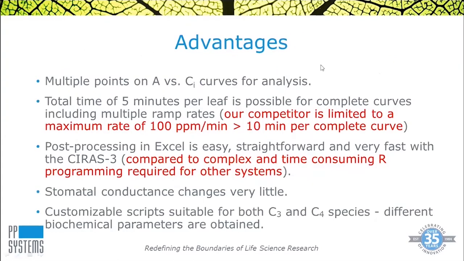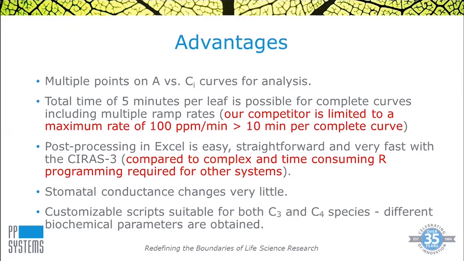So the advantage of doing the high-speed CO2 ramping is you get many, many data points for analysis. It takes a total of 5 minutes per leaf for a complete CO2 curve. Our competitor is limited in their rate of CO2 ramping to 100 parts per million per minute, whereas we can go more than twice that fast. So their curves take much longer to complete than ours do. Our post-processing in Excel is straightforward, very simple, whereas the other system actually provides you with R programs to do the data analysis.